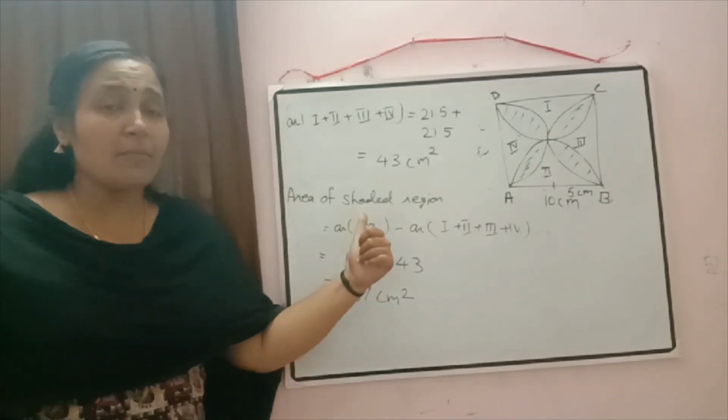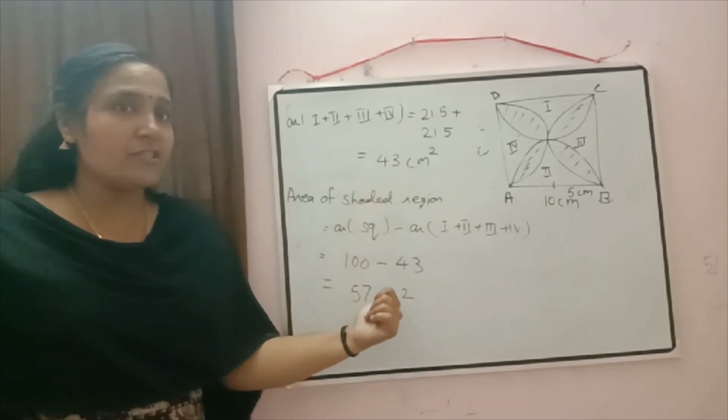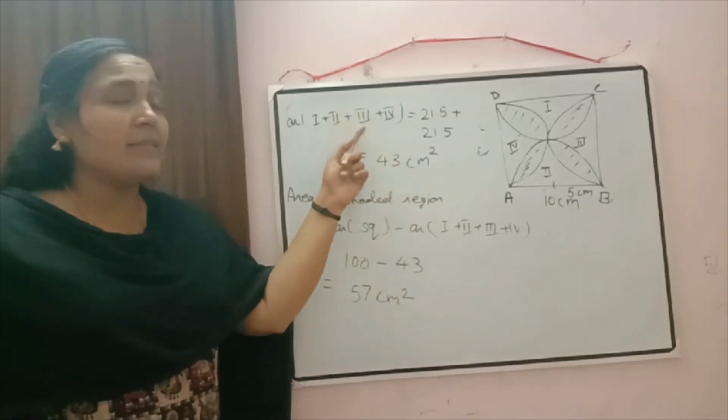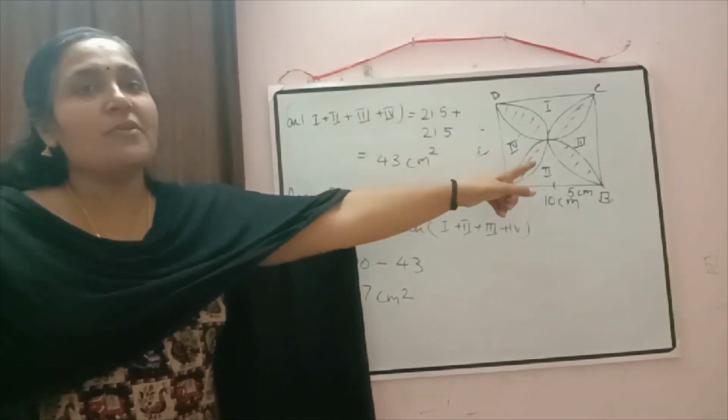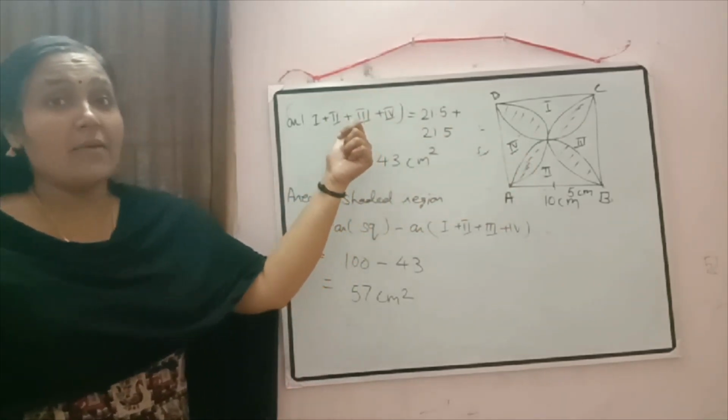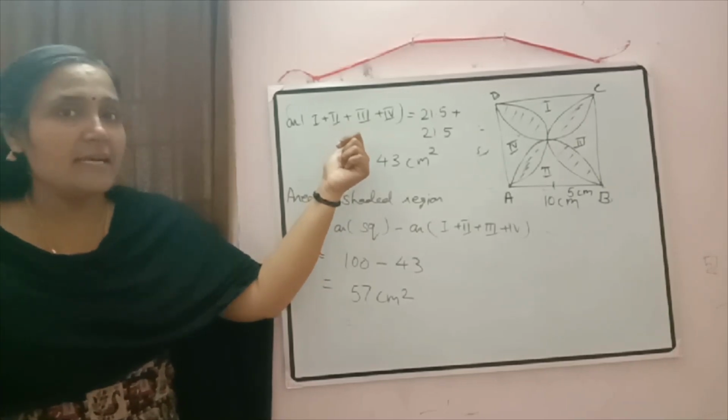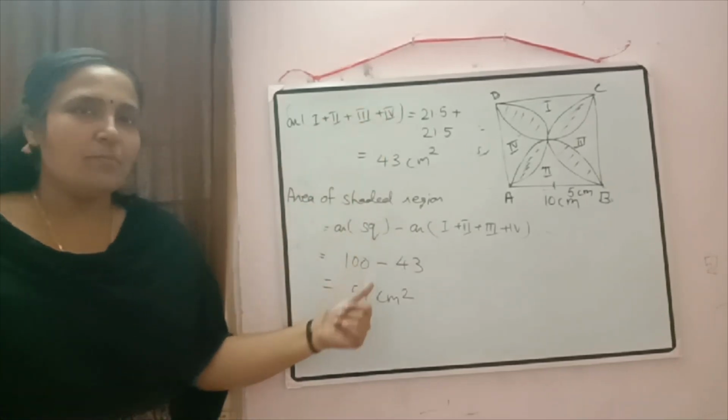This question is from your textbook example question, but in that one it is not given to find the area of unshaded region. But shaded region you cannot calculate without calculating the area of unshaded region. So I made it into two parts. Okay.